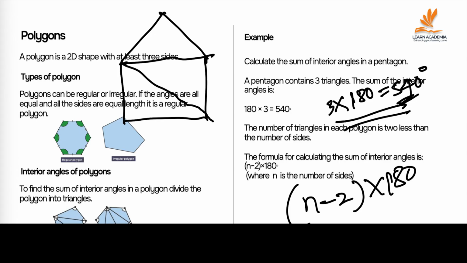So for a pentagon, as I did earlier, the number of sides is 5. So I have 5 minus 2, in brackets, times 180. I would have 3 multiplied by 180, and that leads me back to the same answer: 540 degrees. And that'll be that for that.